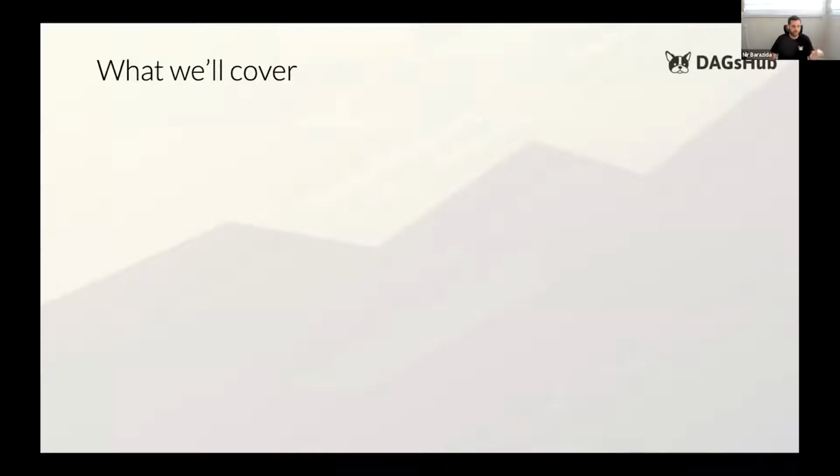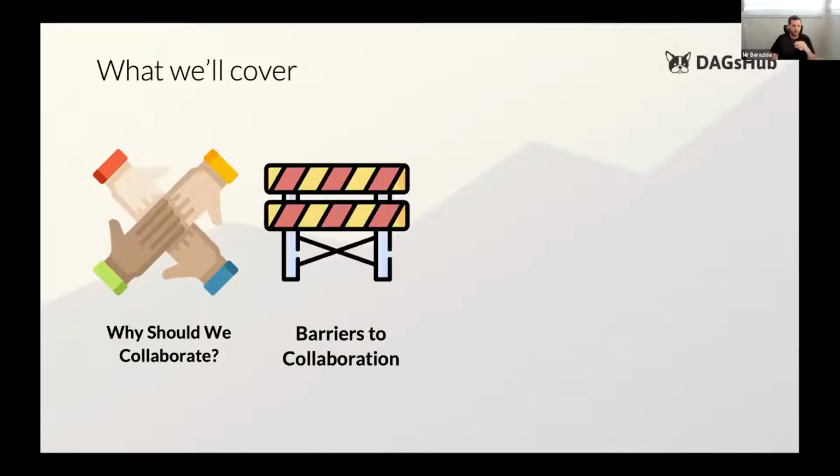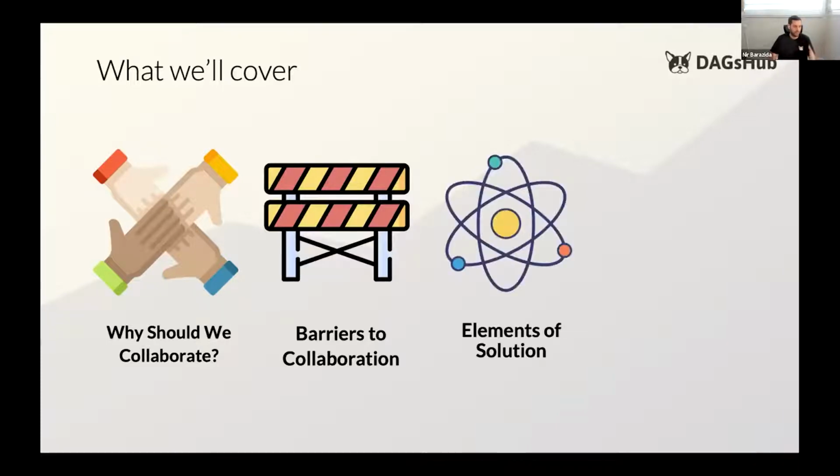So what are we going to cover today? We'll start by exploring why collaboration and teamwork is essential in any project, and especially in data science projects. We'll then talk about what the barriers for collaboration in a data science project are, what the root causes are, and how they affect our work and productivity. Then we're going to discuss the element of solutions, what will help us overcome those challenges.